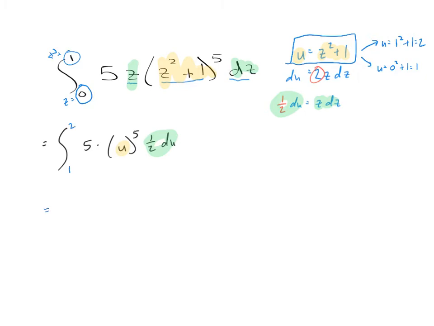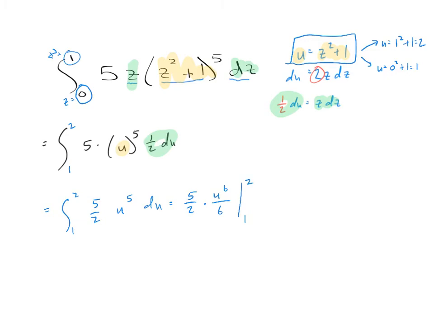So let me rewrite this once without the highlighting. Integral from 1 to 2 of 5/2, I'll write that as one single fraction, u to the 5th du. And now the cool thing about rewriting my bounds like that: when I go and take my antiderivative, 5/2 times u to the 6th over 6, evaluated from 1 to 2, those are u bounds.